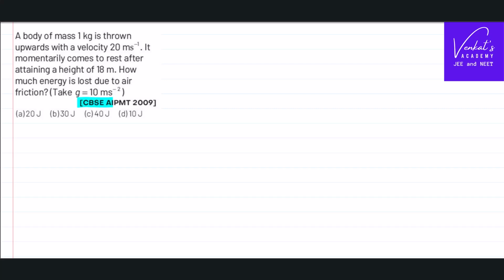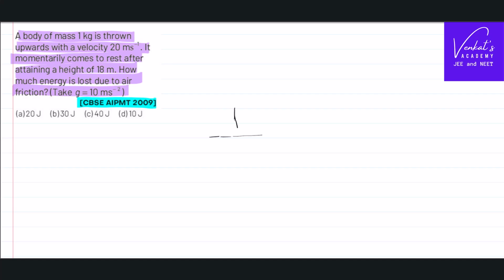This is an APMT 2009 question based on a concept work for energy. Let's read out what the problem is. A body of mass 1 kilogram is thrown upward with a velocity 20 meters per second. It momentarily comes to rest after attaining a height of 18 meters. How much energy is lost due to the air friction is the question asked. Let's try to understand what he is saying, right?